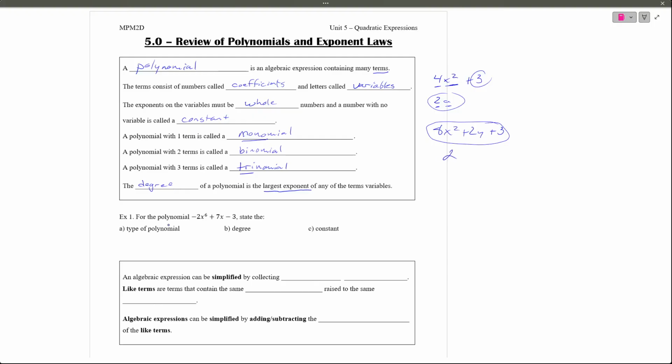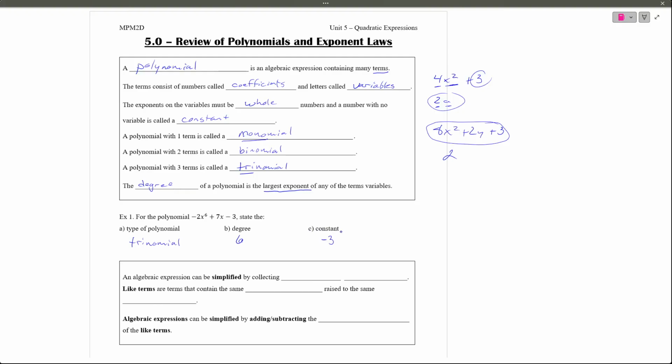Okay, so let's do an example. For the polynomial negative 2x to the power of 6 plus 7x minus 3, which is what type of polynomial is it? Well, we see 1, 2, 3 terms. So this is going to be a trinomial. And what is the degree? The degree is 6. This is the power on the largest term. And the only constant we have here is the minus 3. If you have more than one constant, then you combine them and you get a final single constant. So in this case, our constant is minus 3.